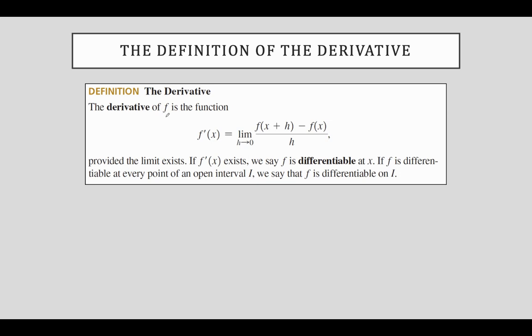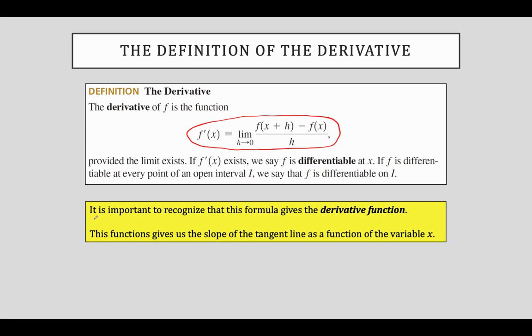The derivative of a function f is the function f with an apostrophe. We say this is f prime of x. F prime of x is equal to the limit as h approaches 0 of f of x plus h minus f of x, all divided by h. So this formula will give us our derivative function. It is important to recognize this formula gives the derivative function, and this function gives us the slope of the tangent line as a function of the variable x.